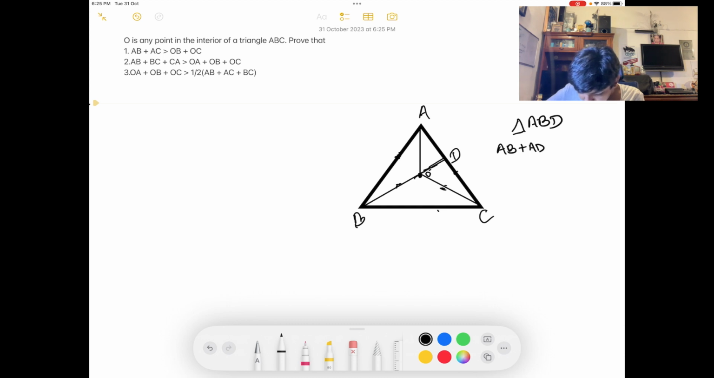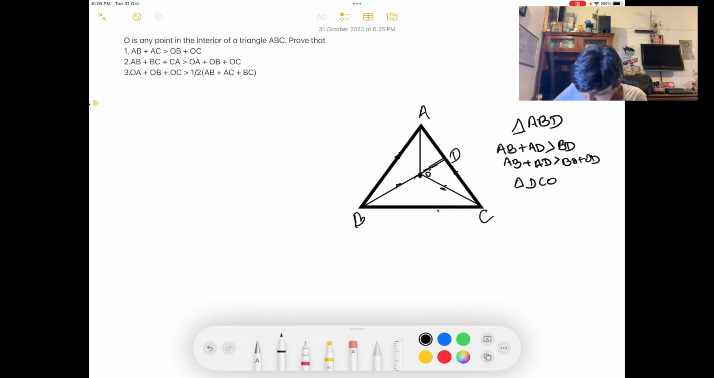AB plus AD is greater than BD, because the sum of two sides is always greater than the third side, right? And we can also say that AB plus AD is greater than BO plus OD, because BD is basically BO plus OD.